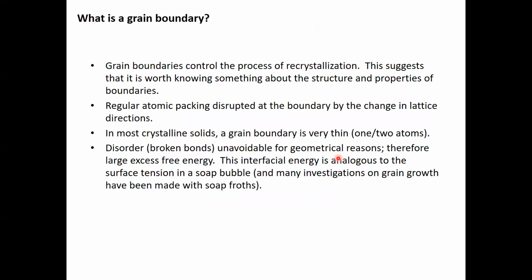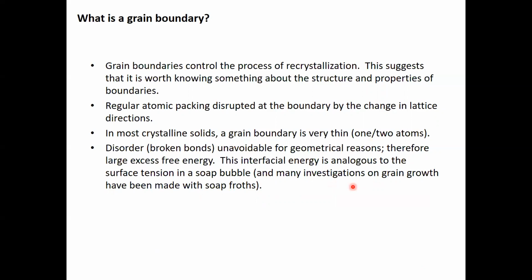All right. We'd already seen what a grain boundary was, but it's basically the atomic packing being disrupted due to a change in the lattice direction of the two different crystals that you have in a polycrystalline material. And in most crystalline solids, the grain boundary is very thin. It's around one or two atoms, right? And there's a lot of interfacial energy as well, which is similar to surface tension, and that's a hot topic of research which has been going on for a very long time, right?